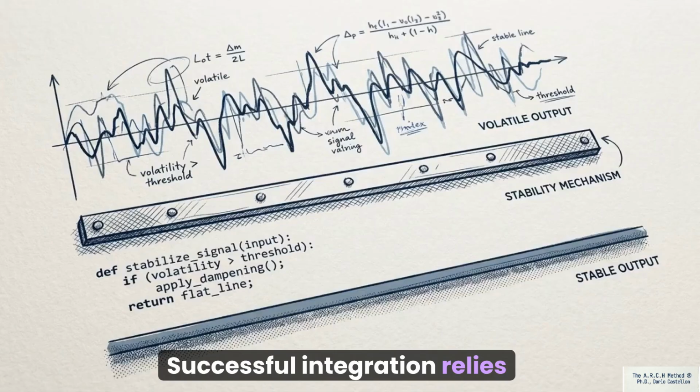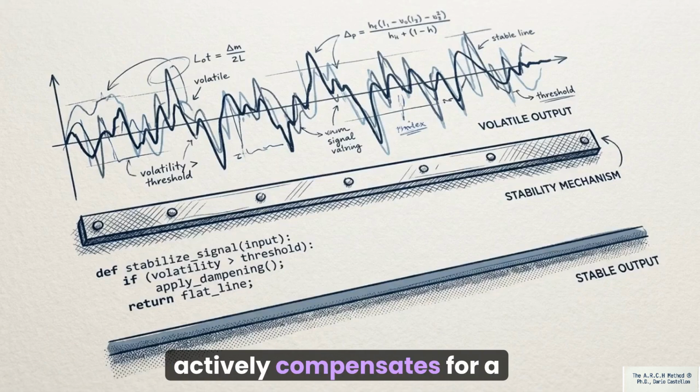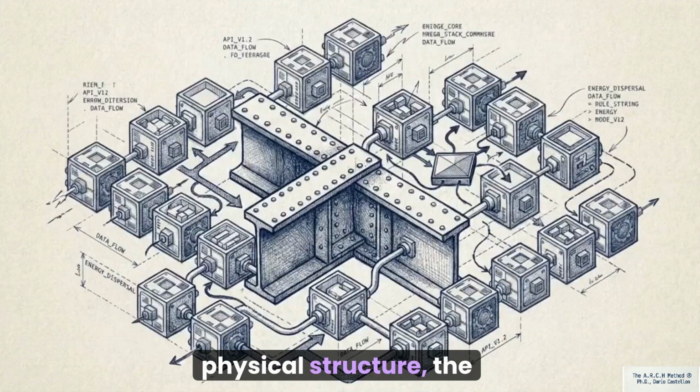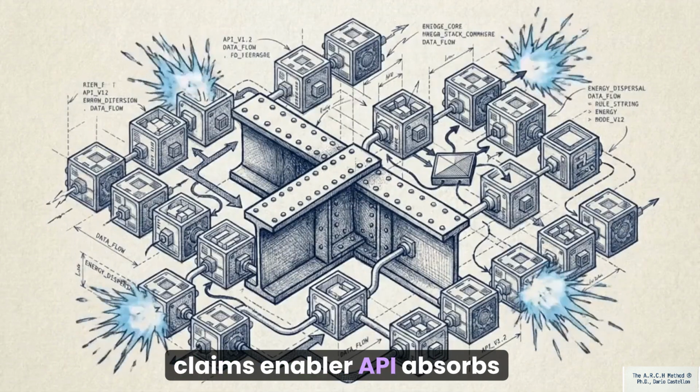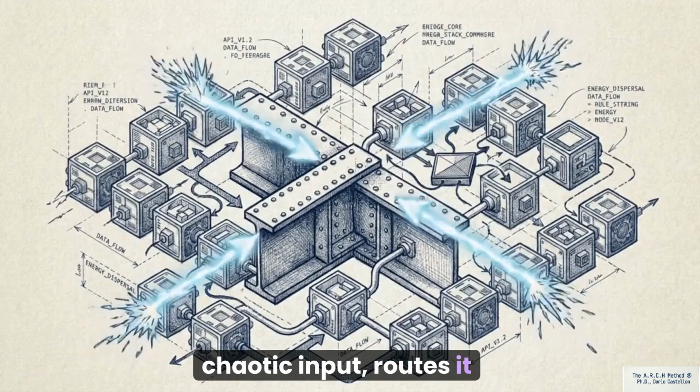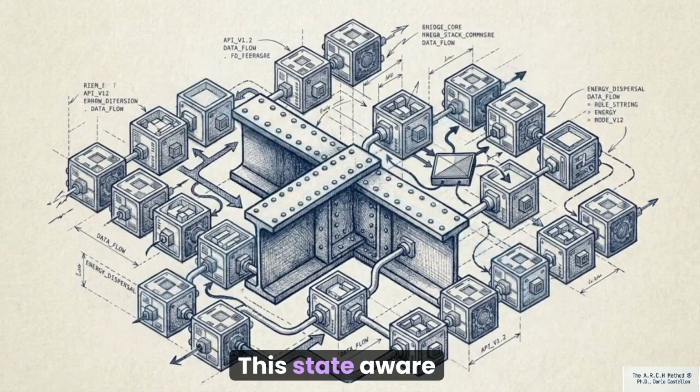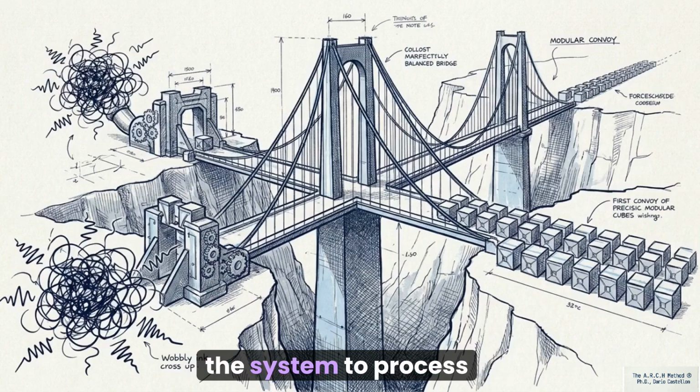Successful integration relies on infrastructure that actively compensates for a language model's inherent volatility. Like a well-engineered physical structure, the Claims Enabler API absorbs chaotic input, routes it safely across redundancies, and delivers a stable result. This state-aware architectural design allows the system to process varying volumes of unstructured text while maintaining a consistent, structured output.